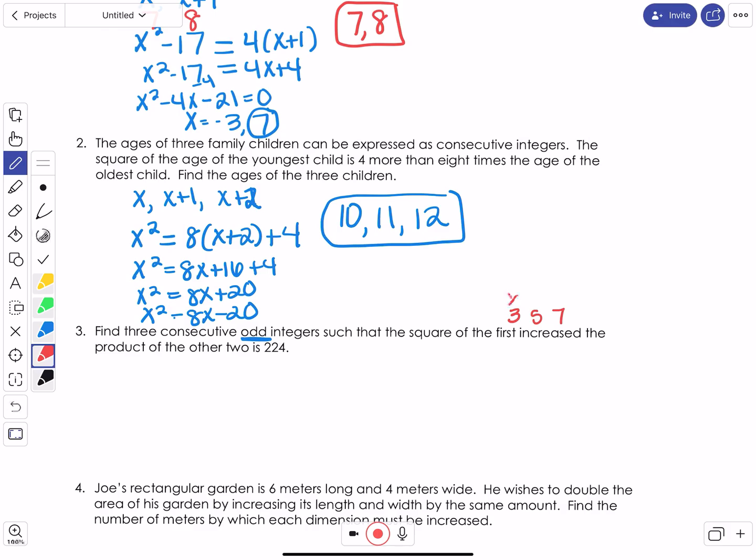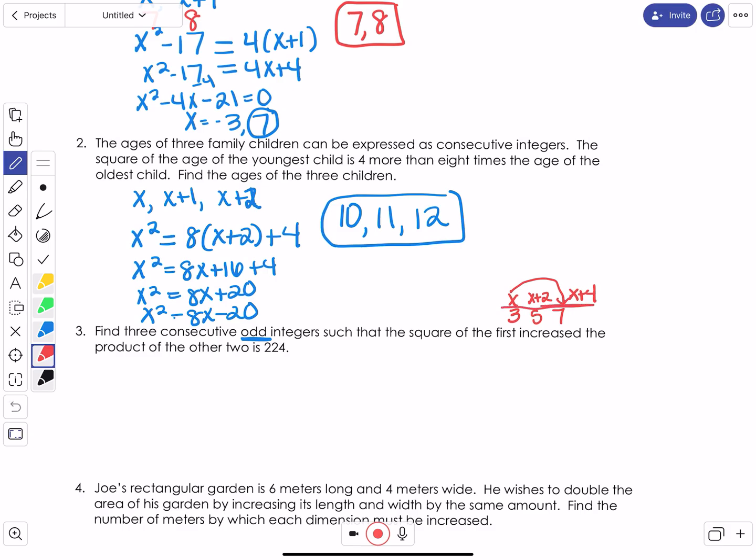Well, if 3 is x, think about how you get from 3 to 5. You added 2, okay? Because to get from 3 to 5, you had to add 2. Well, think about how you got from 3 to 7. How many are you adding to 3 to get to 7? You added 4 to get to that number, okay?